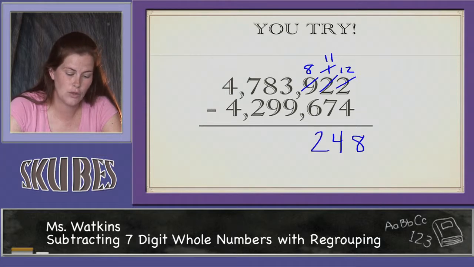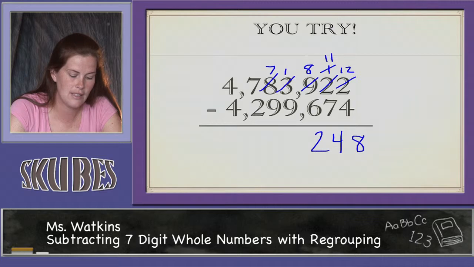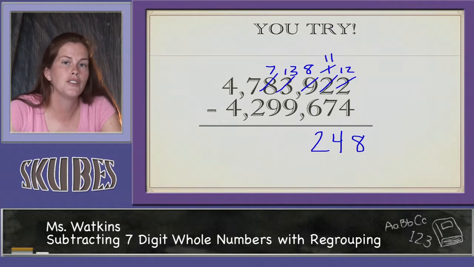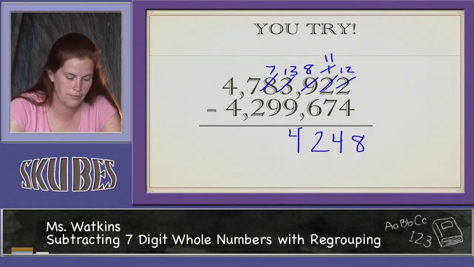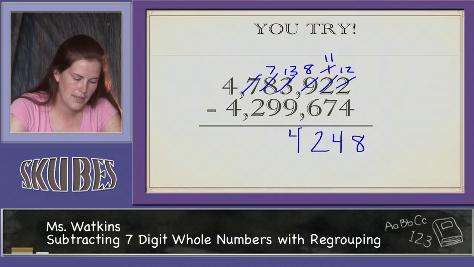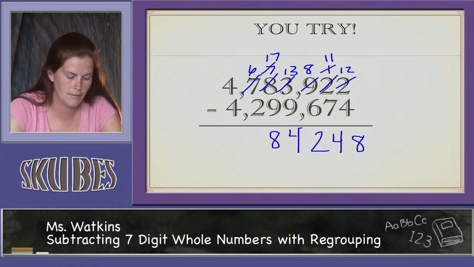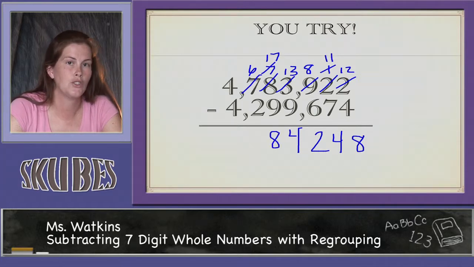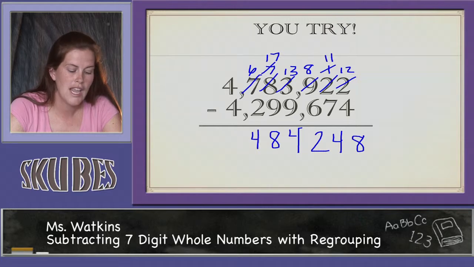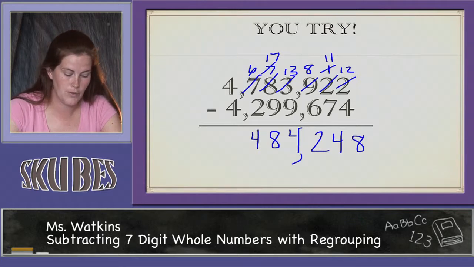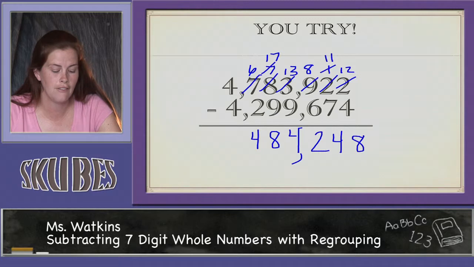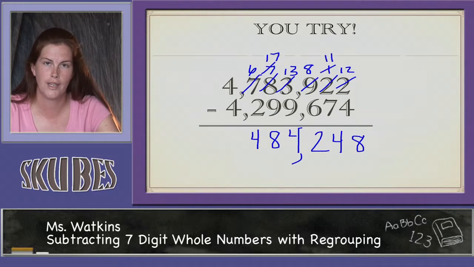8 minus 6 equals 2. Okay, regroup over here. This 8 becomes a 7. This 3 becomes a 13. 13 minus 9 equals 4. Regroup again. This 7 becomes a 6. This 7 becomes a 17. 17 minus 9 equals 8. 6 minus 2 equals 4. And then 4 minus 4 equals 0. So our answer is 484,248.